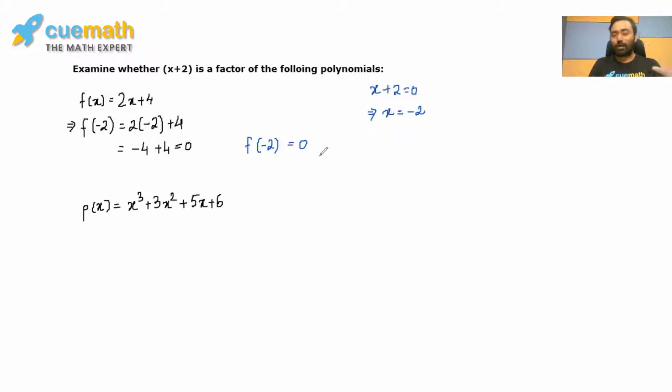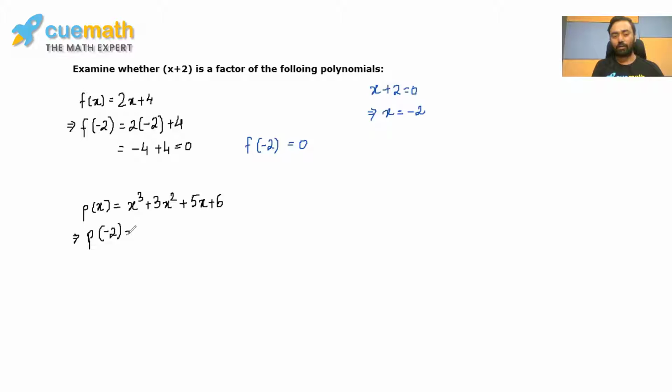So to answer this part of the question, we can say that x plus 2 is a factor of f of x if f of negative 2 is equal to 0 using the factor theorem statement. So yes, x plus 2 is definitely a factor of f of x. Let's now move on to the next polynomial p of x, and let's substitute the value of x equals negative 2 in this.